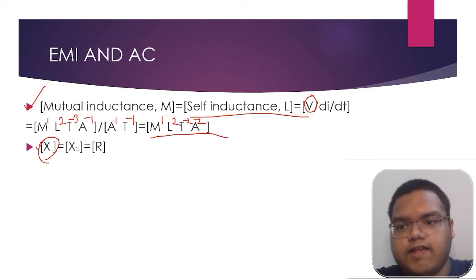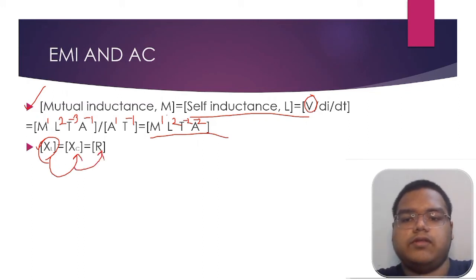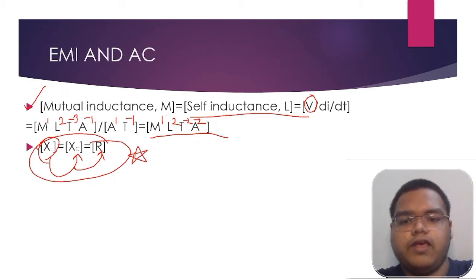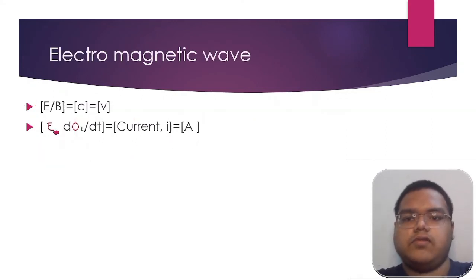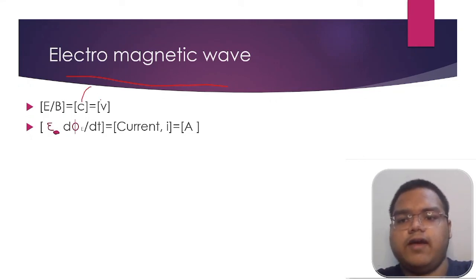And XL, or inductive reactance, will have the same dimension as capacitive reactance, which will be equal to the dimension of resistance. Remember this. This will be helpful in solving many dimensional questions. Next, from electromagnetic waves, we will get E by B will have the dimension of C, which has the dimension of V. C is the speed of light and V is any speed.